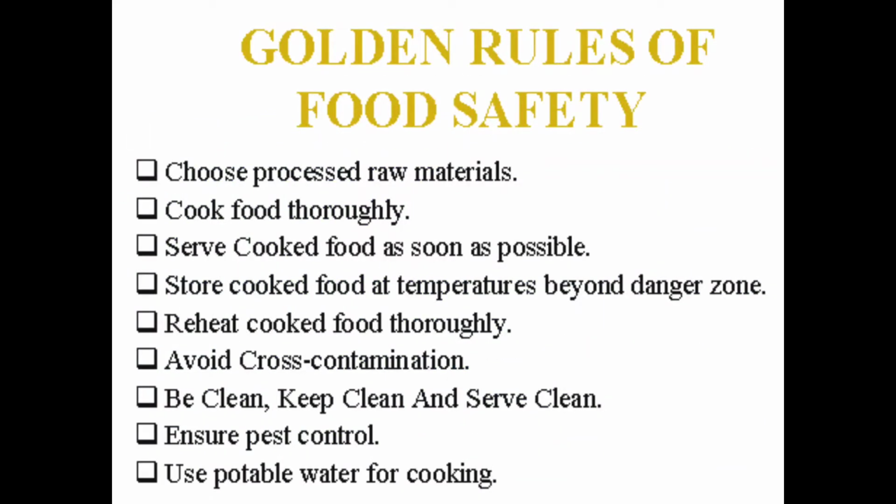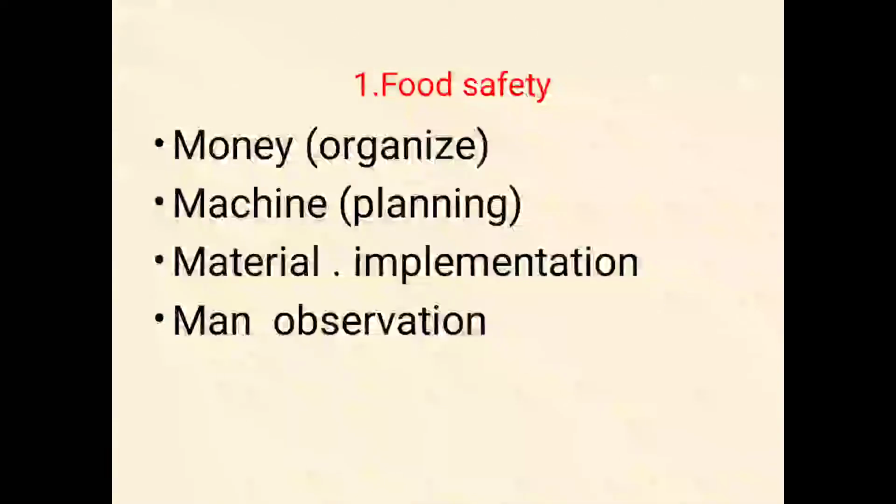Golden rules of food safety: choose processed raw material, cook food thoroughly, serve cooked food as soon as possible, store cooked food at a proper temperature, reheat cooked food. Then we have to avoid cross contamination, be clean, keep clean, serve clean, ensure pest control, use potable water for cooking. Food safety: money, machine, material, man, observation are the things that come with this.